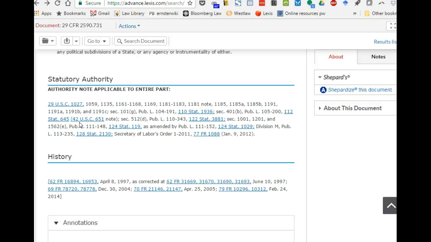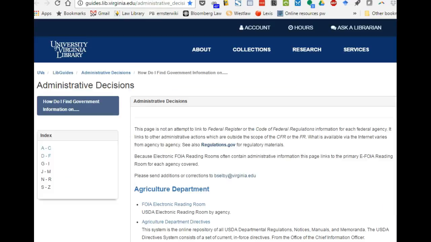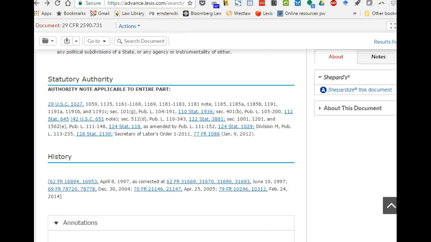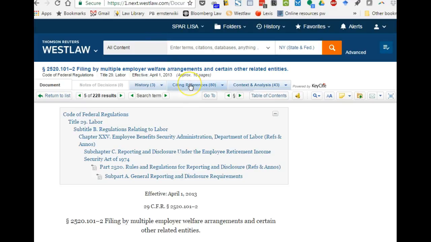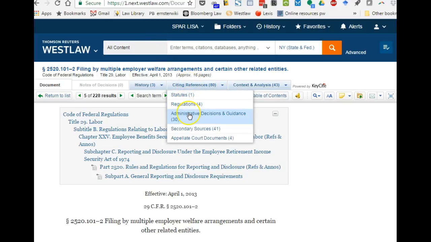Another aspect you want to remember, in addition to the regulations, are administrative decisions and guidance. Really, the best place to find them for federal is that Virginia website we talked about. Yes, it's right there. As well as a good old Google search. We talked a lot about using the site search, SITE that is. Another way on Westlaw, again, is our citing references. Notice, in addition to regulations, there's some references to administrative decisions and guidance. And last but certainly not least, again, our keyword search and our good old filters on the side.